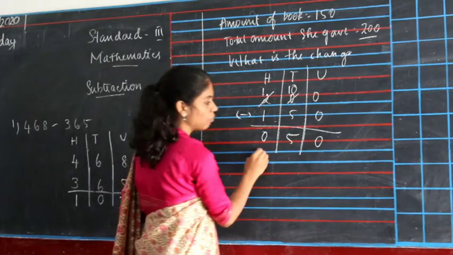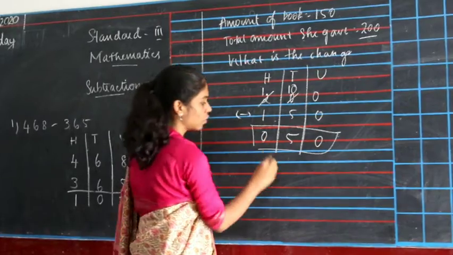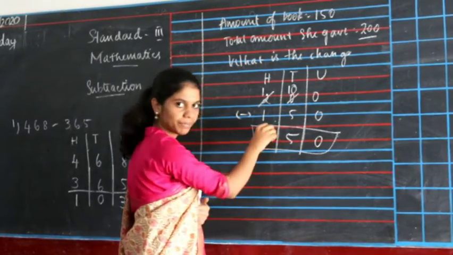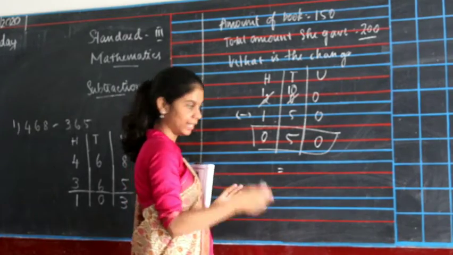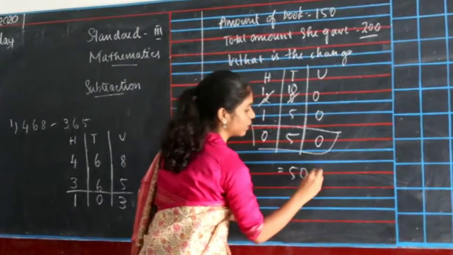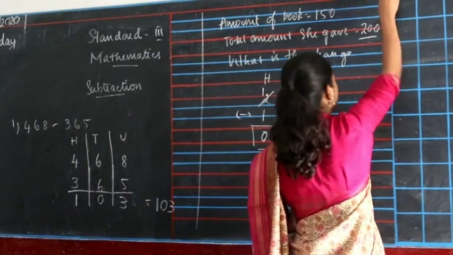So how much did she get in return? Here you have 0, so you can leave it. If you have 0 before the number, then you can leave it. That means 50 rupees. Okay, so the next one.